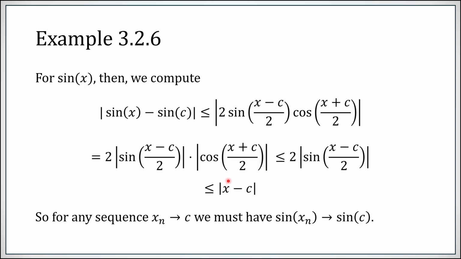Therefore, if xn is approaching c, by the squeeze law, you'll get sine of xn approaching sine of c. So sine is continuous at c, and c was arbitrary.